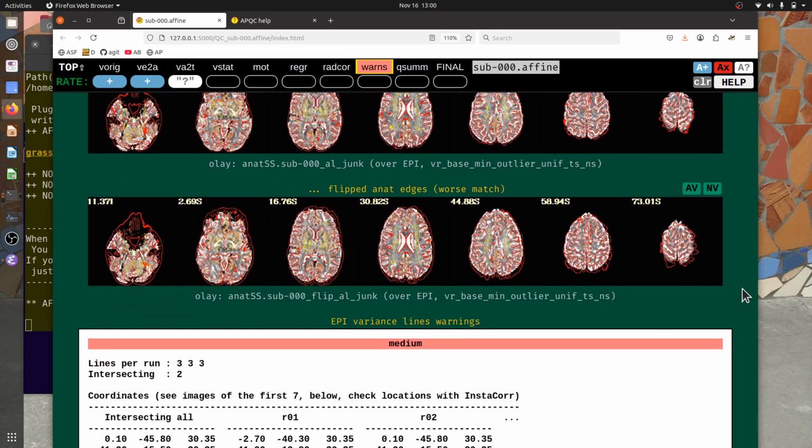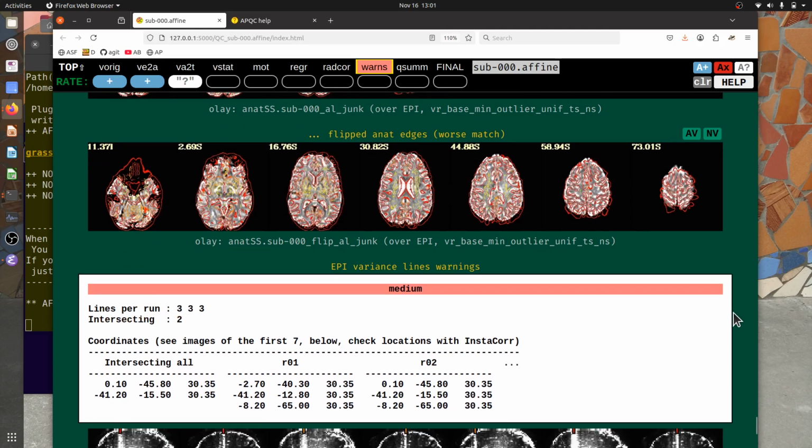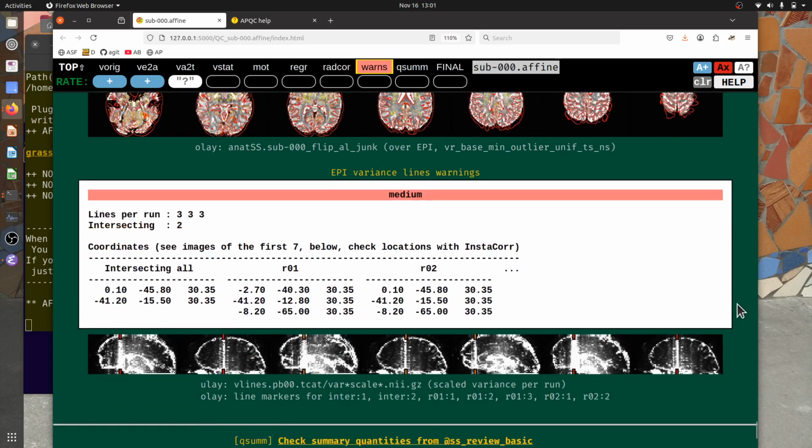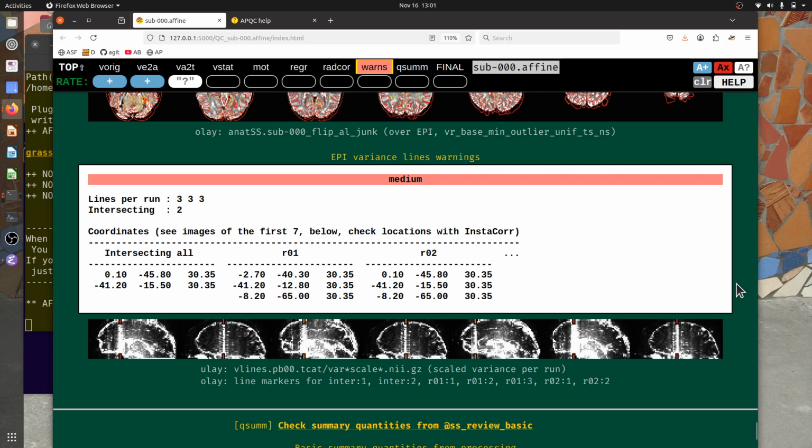Now, one last thing that we check for is something else that we've noticed in real data, and this is something that we call EPI variance lines. This was described in a particular quality control paper from the APQC project, where we first saw this and saw it systematically across data sets. The way we discovered it actually was using Instacore, but the hallmark of how we can check for it automatically is in raw EPI data.